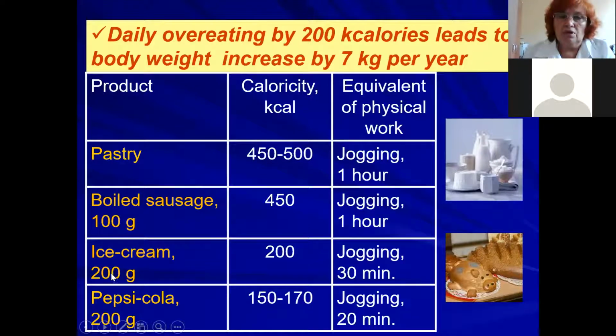Ice cream, 200 grams, has caloricity 200 kilocalories. Jogging 30 minutes. A glass of Pepsi Cola, caloricity is 150 to 170 kilocalories. We must jog and run for 20 minutes. So let's think how many kilocalories we have to eat every day.